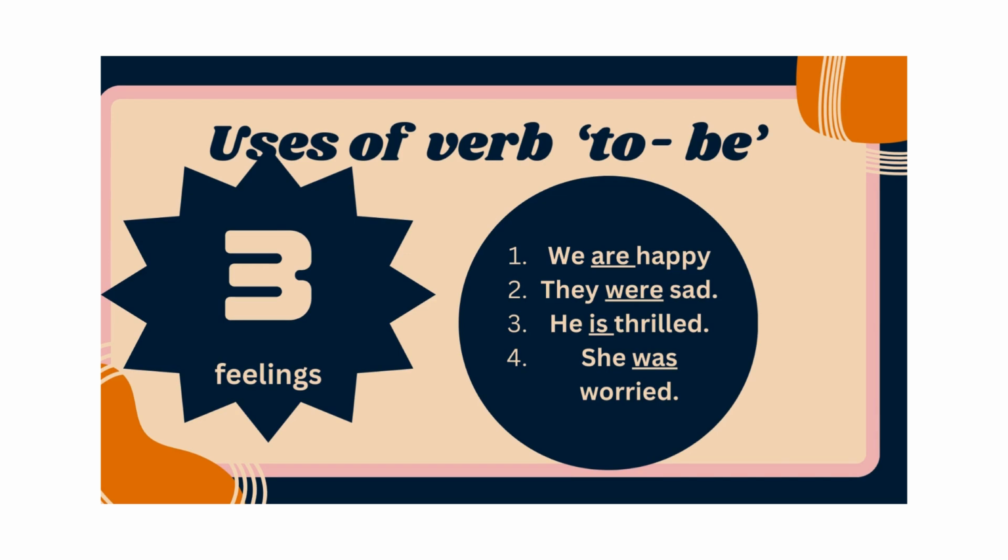Number 3. Another way to use the verb to be is when you want to express feelings. You can use the verb to be before naming the feeling. For instance, we are happy. They were sad. He is thrilled. She was worried.